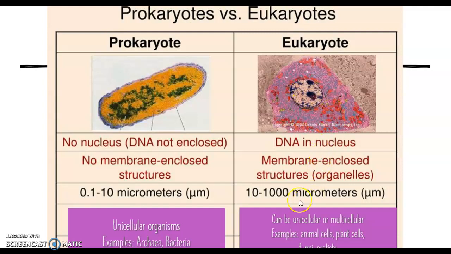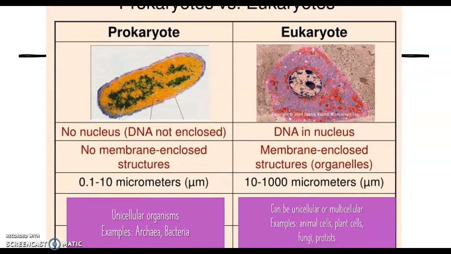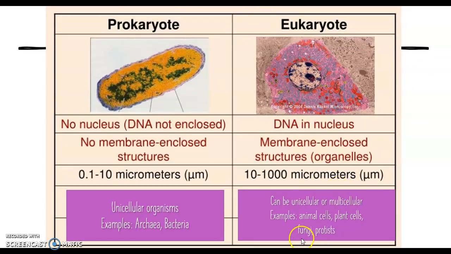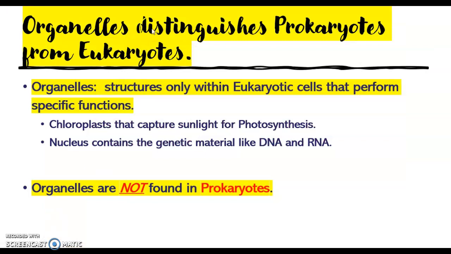They all look different. Now, overall, the eukaryotes are larger than the prokaryotes, and they can be unicellular, in other words, one-celled organism, or multi-celled organisms. For example, we are multi-celled organisms. Plants, animals, fungi, and protists. The organelles distinguishes prokaryotes from eukaryotes. In other words, you can identify a prokaryote and eukaryote just by looking and seeing if they have organelles.